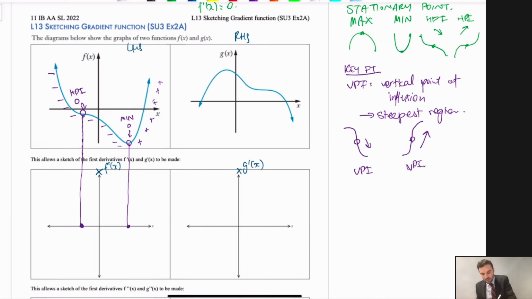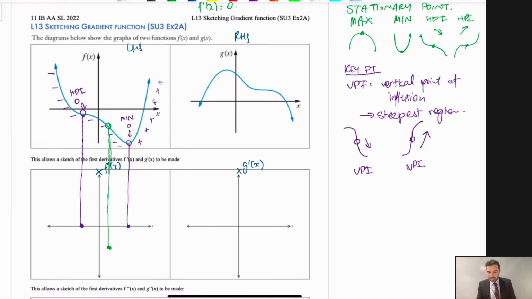So let's see if we can find those. There must be a VPI here, so probably about there. That's the steepest gradient. Now this is the steepest negative gradient, so I'm going to draw this down. And this is maybe a point like this. This is where it's negative and steepest, so therefore it's going to turn into a turning point. Now everything else we can just make a sketch of. I don't think we have any other key features that we really need to care about here.